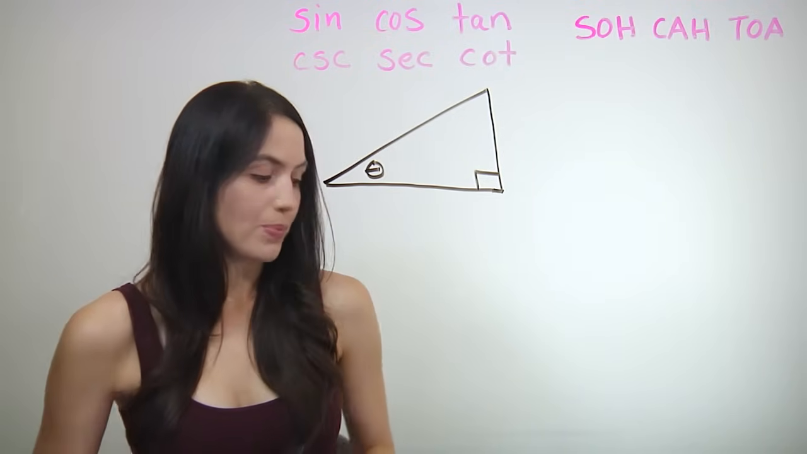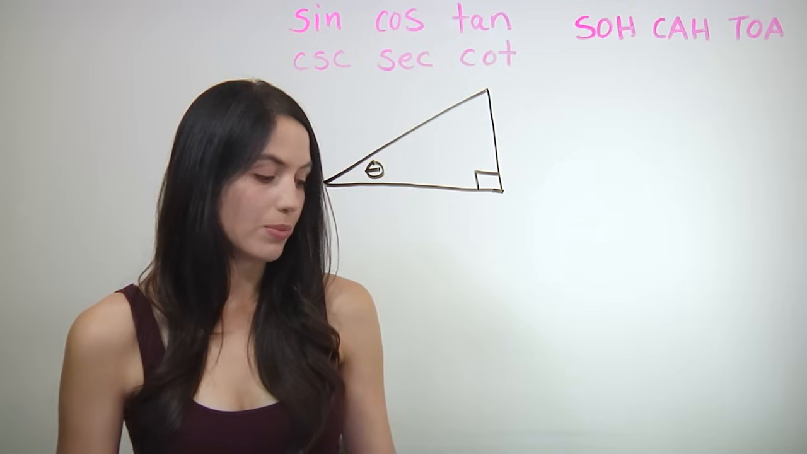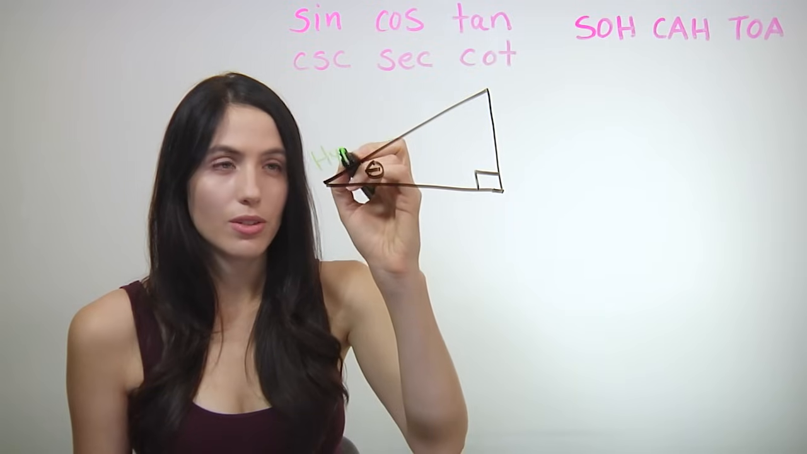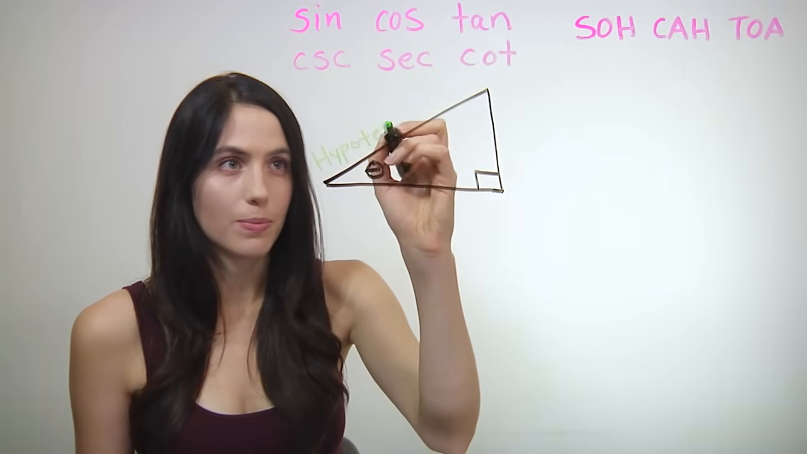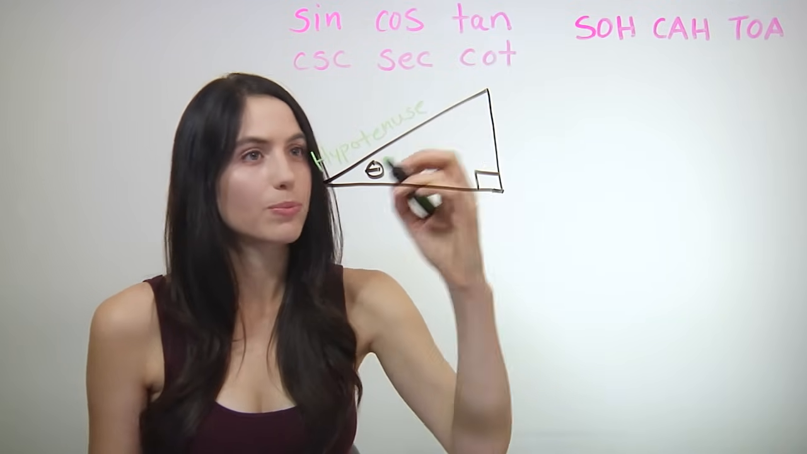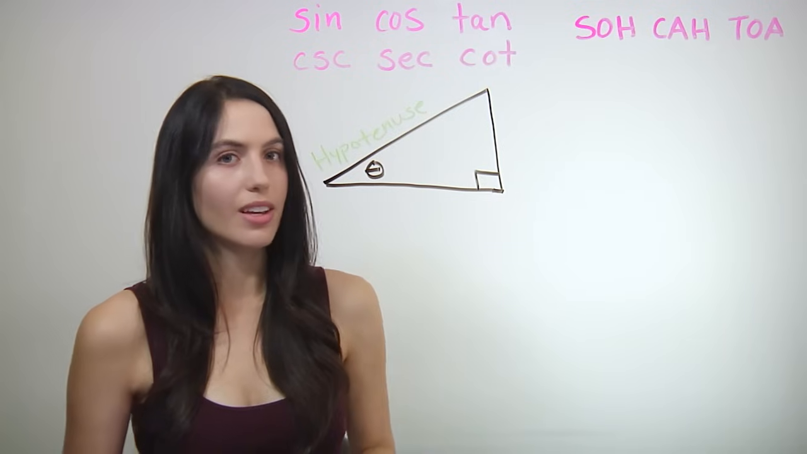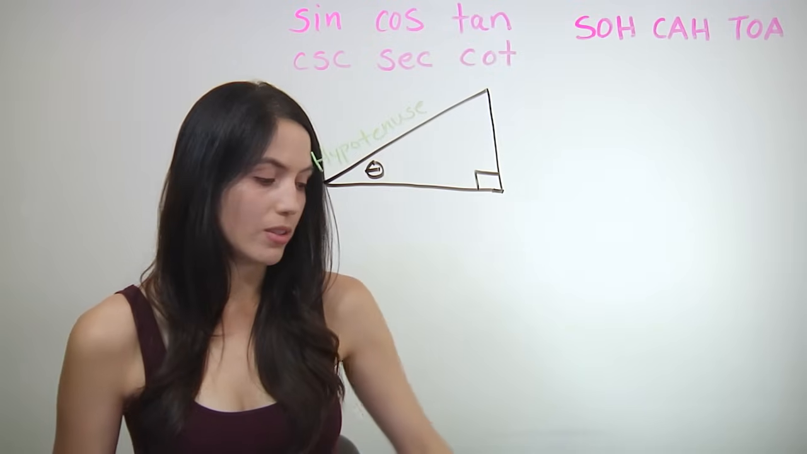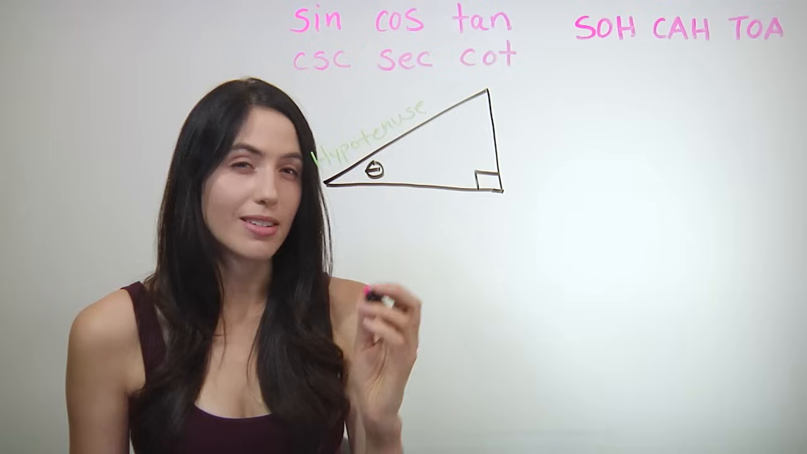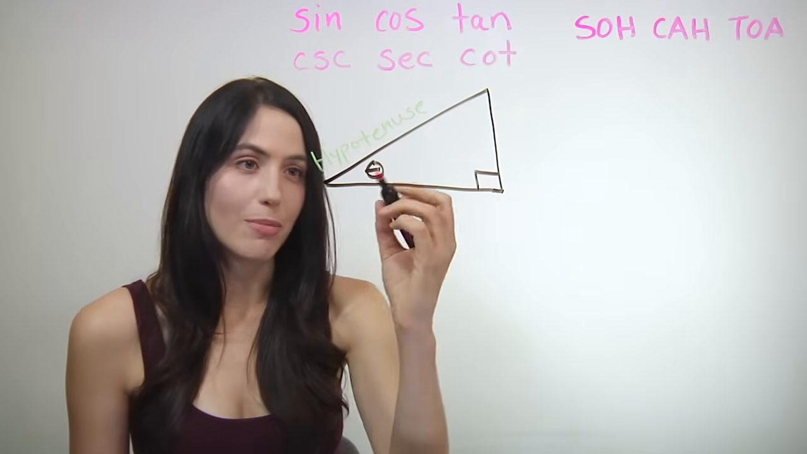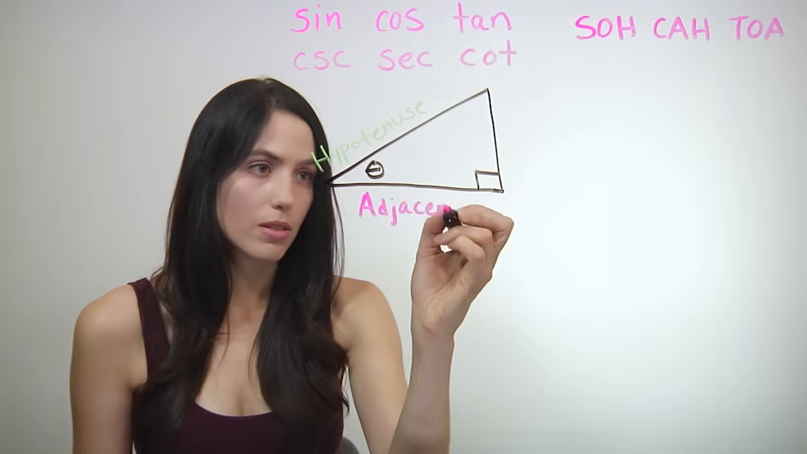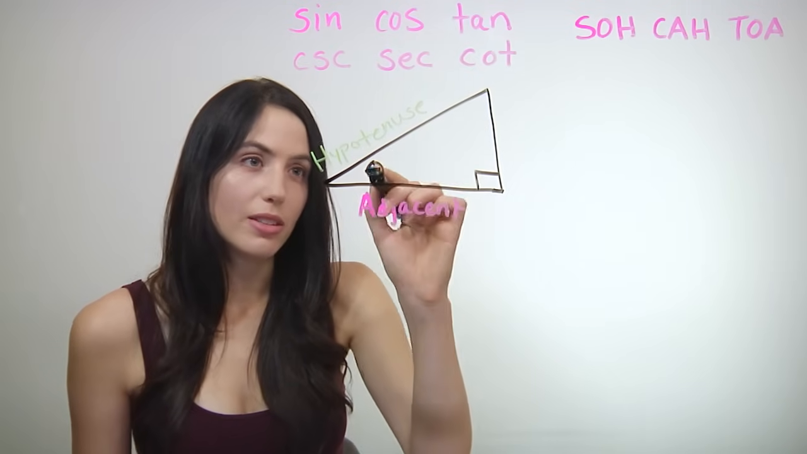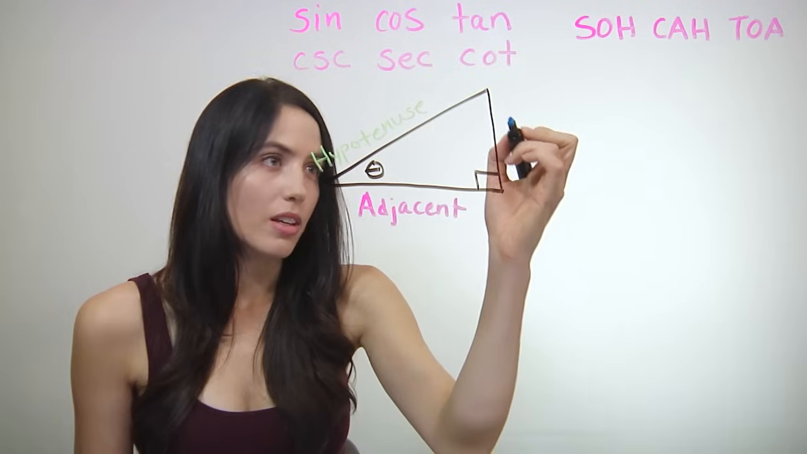What I mean by that is the longest side on the triangle is called the hypotenuse. So you'll just want to remember that the longest side is the hypotenuse. The other side that is next to theta, that is not the hypotenuse, is called the adjacent side. It's adjacent to theta, but it's not the hypotenuse. And the other side, the third side, is opposite theta, directly opposite theta, and it's the opposite side.